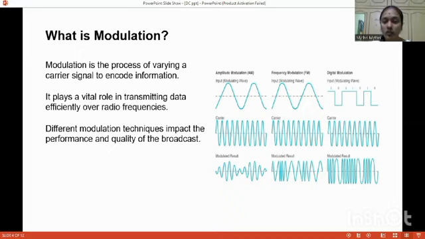As shown in the figure, the first graph, amplitude modulation AM: the input modulating wave first, then carrier wave, and modulated wave result. Frequency modulation FM: input modulating wave, carrier and modulated wave result. Digital modulation DC: input modulating wave, carrier wave, modulated wave result.